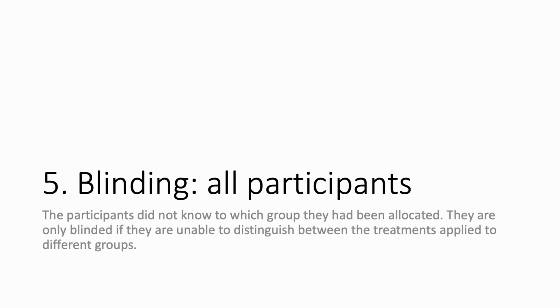Criterions 5 through 7 have to do with blinding. So we start off by looking at the blinding of all participants. Did they know to which group they had been allocated? Are they going to be able to distinguish between being a part of the control group or being a part of the treatment group? So in this case, were the participants blinded?